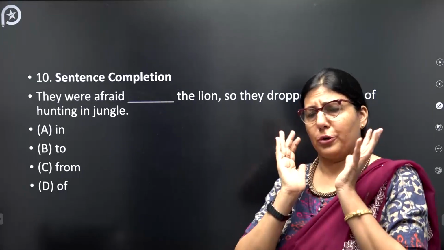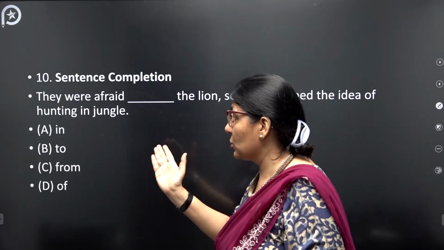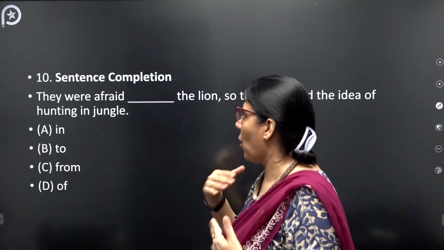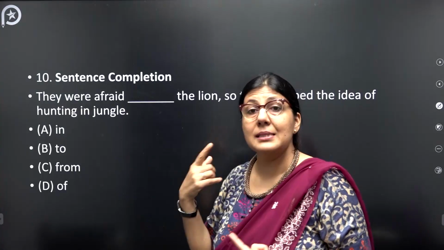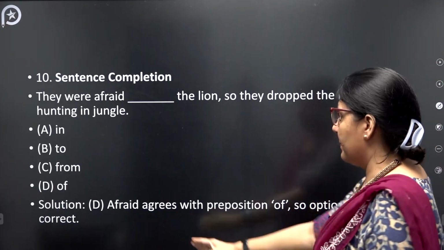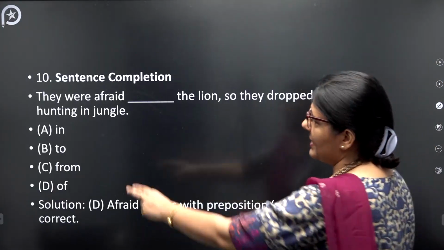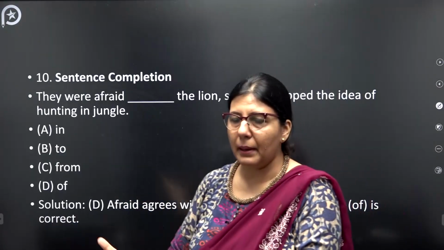We are not going to go to the solution. So simple. They were afraid in the lion, cannot be. They were afraid to the lion, not possible. They were afraid from the lion, possible. But they were afraid of the lion, sounds better. Right. Okay, now sounds better. So now here, it's simple. It agrees with the preposition. There's an agreement. Now from, it isn't something like my pet.